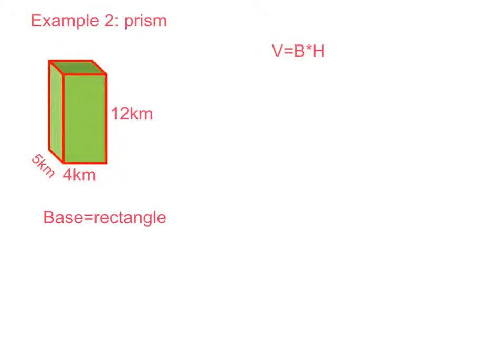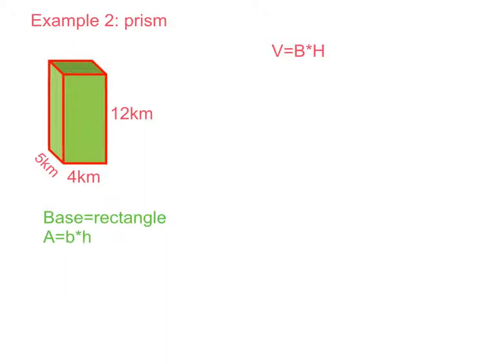Well, if we look a little closer, we can clearly see that the base is a rectangle with lengths 5 kilometers long and 4 kilometers long. We're going to need to go back in our math knowledge here to remember that the area of a rectangle is just B times H, or the base times the height, the length times the width, whatever you want to call it. All right, it's going to be, in the long run, 5 kilometers times 4 kilometers.